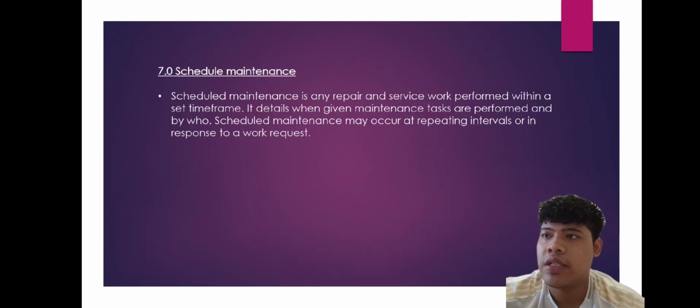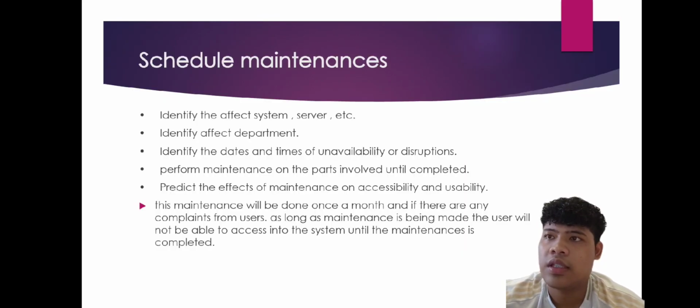Number 7.0, scheduled maintenance. Scheduled maintenance is any repair and service work performed within a set time frame. It details when given maintenance tasks are performed and by whom. Scheduled maintenance may occur at repeating intervals and in response to a work request. This is a scheduled maintenance step.